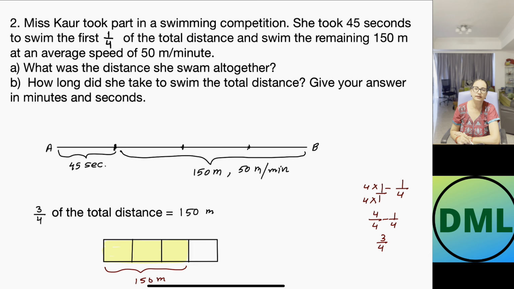You can understand this by plotting the blocks here. The total paths are 4 paths. As you can see, 1, 2, 3, 4 paths are there. 3 paths is 150 meters. So these 3 paths is 150 meters.